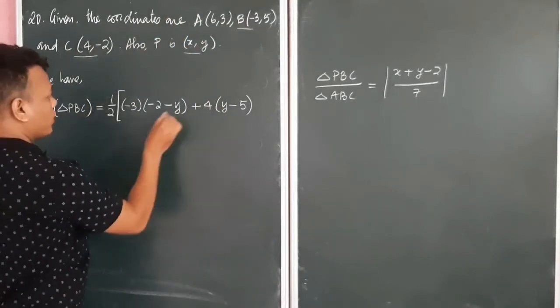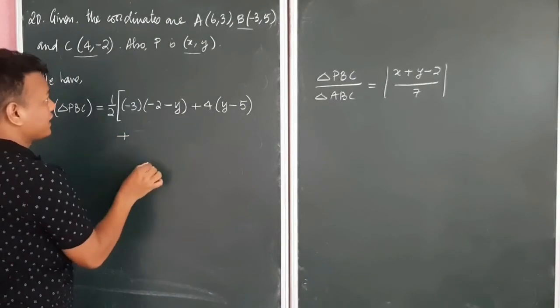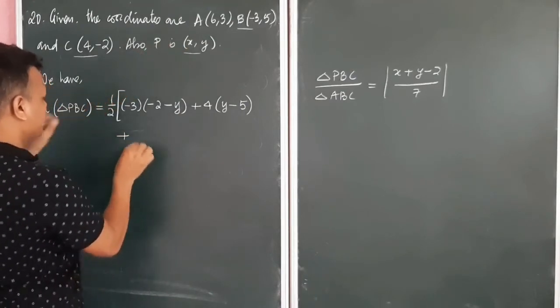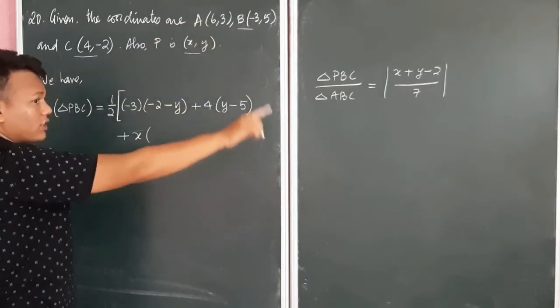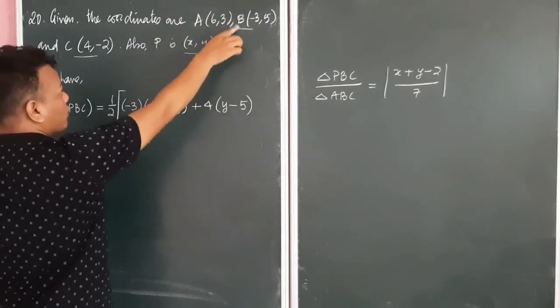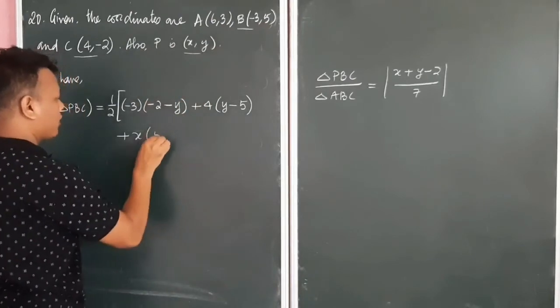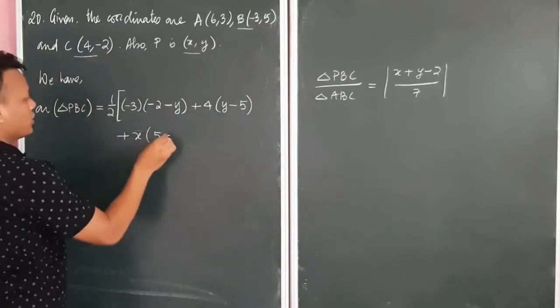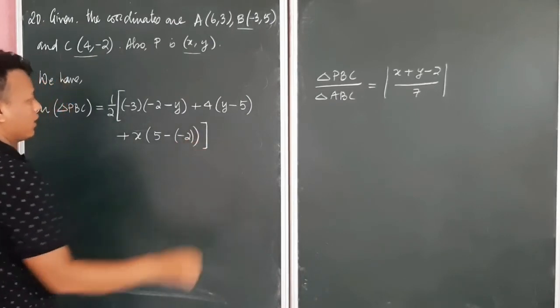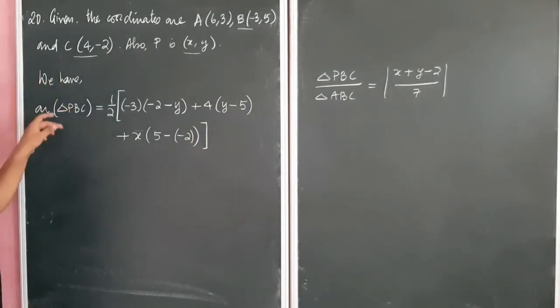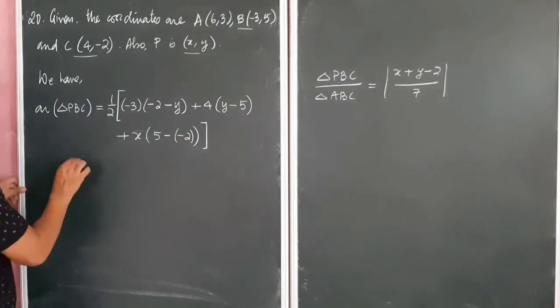At last we need to write plus x3. So x3 into what? If you go in the clockwise direction, it comes y1 minus y2. So what is y1? y1 is 5 minus y2. y2 is how much? Minus 2. Alright, so we have this to be the area of triangle PBC. Let us quickly simplify this.